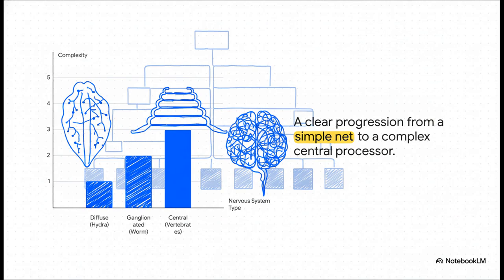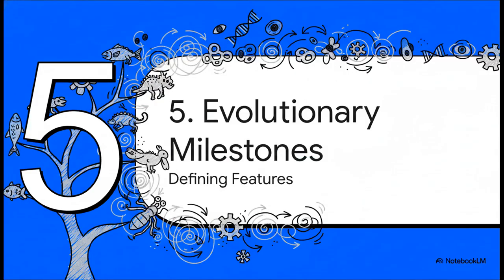And what about the command center, the nervous system? Here you can see a really clear progression in complexity over time. It starts with a simple, diffuse nerve net, like what you'd find in a hydra. Then it evolves into a more organized, ganglionated system, like an earthworm's ladder-like setup. And finally, we get to the central nervous system of vertebrates, a powerful central processor with a brain and a spinal cord.